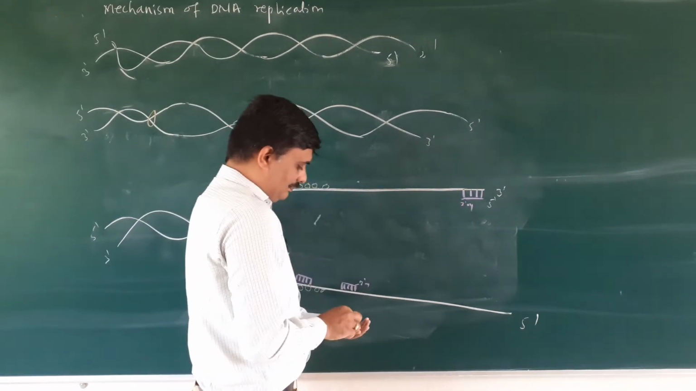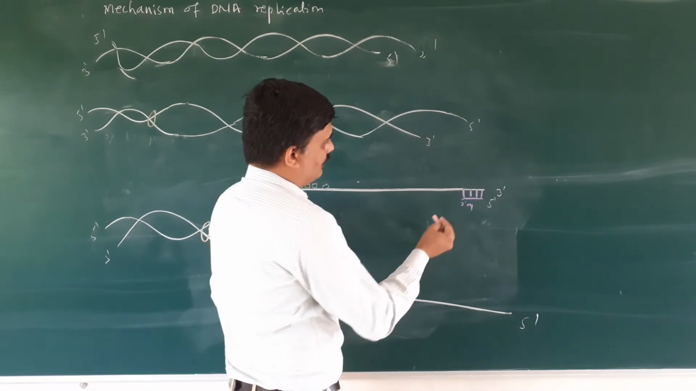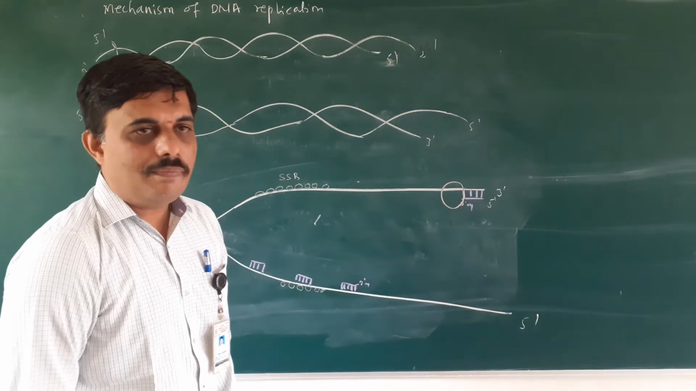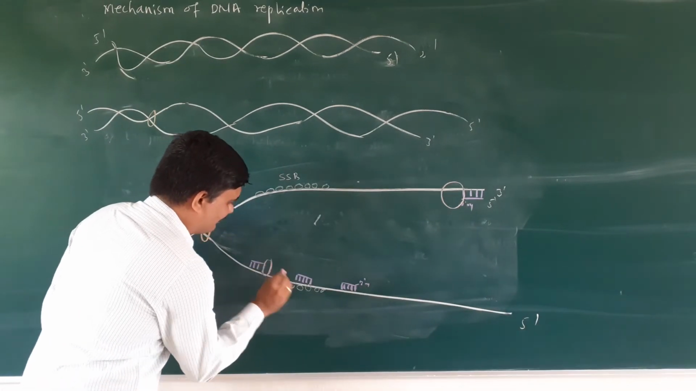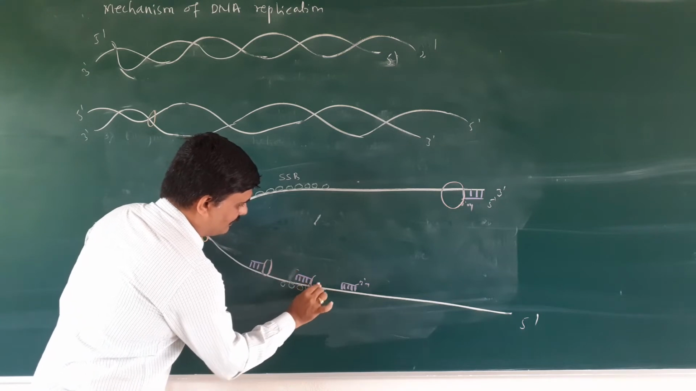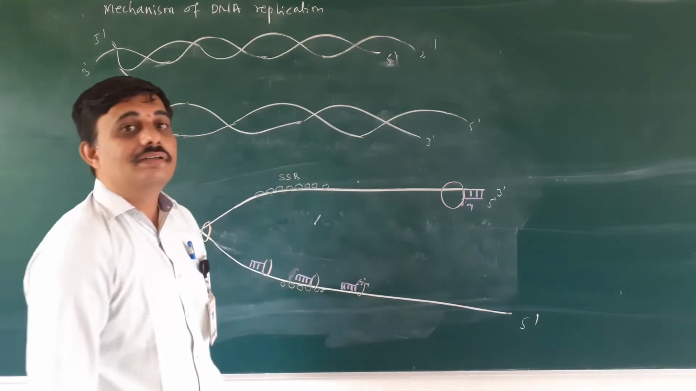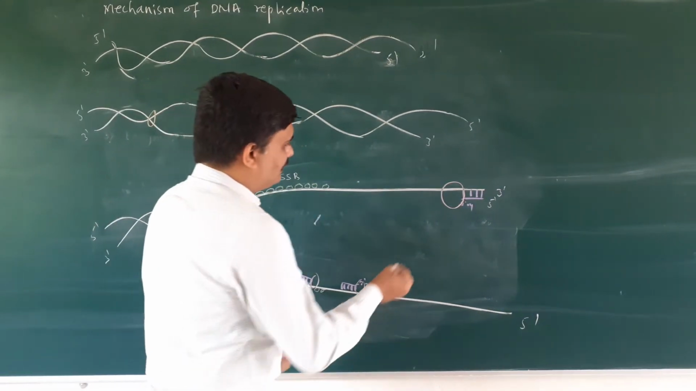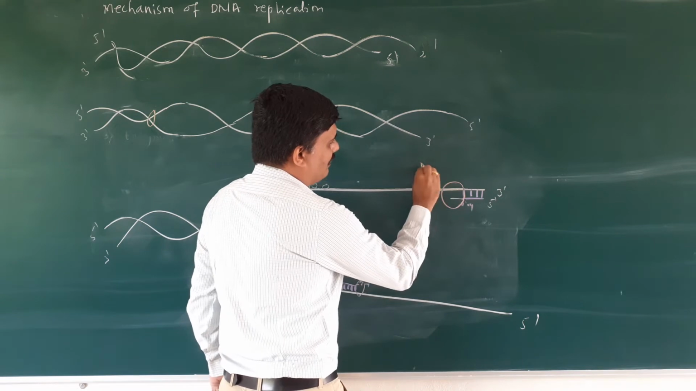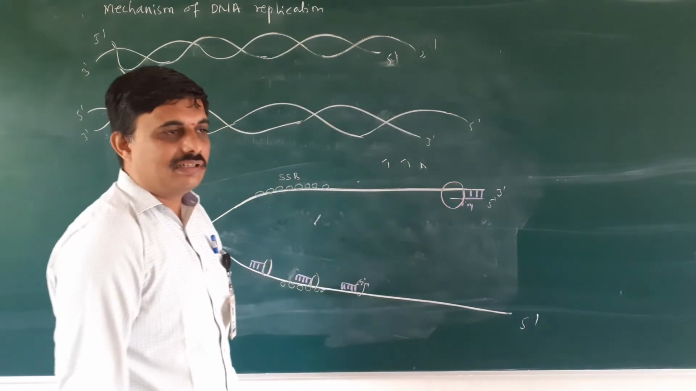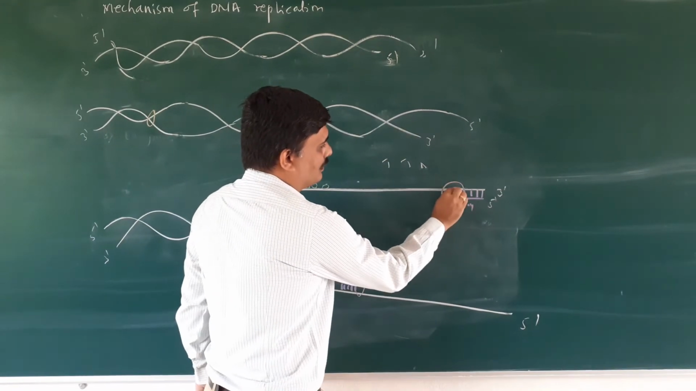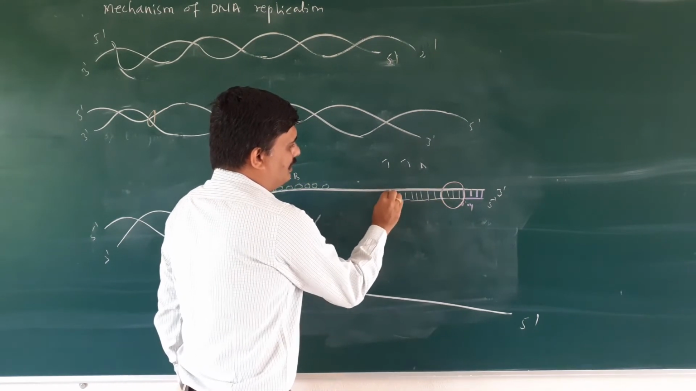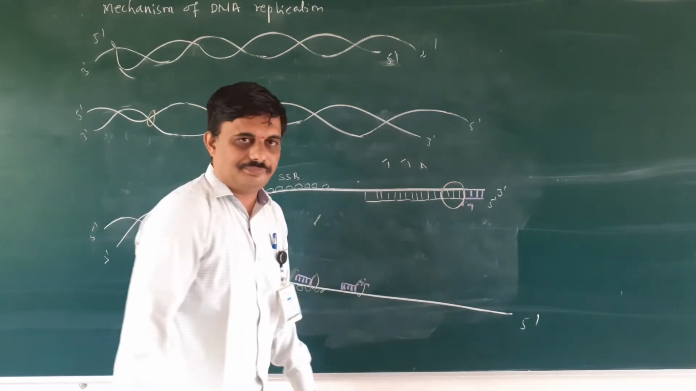Thus, DNA polymerase 3 comes and binds here. DNA polymerase 3 binds to the short RNA primer and starts attaching incoming nucleotides to the 3 prime OH group, and this synthesizes the new strand of DNA continuously.